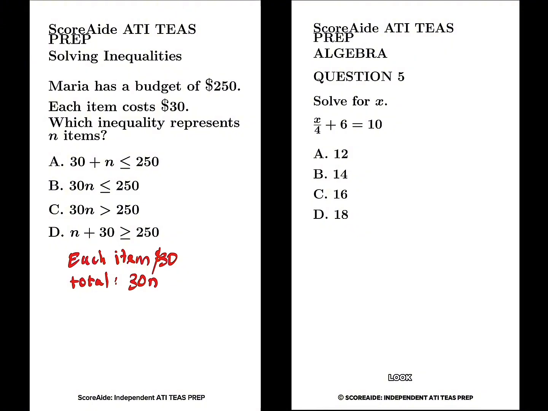Now, budget. What is going to be the budget? The budget, you cannot spend more than what? You can only spend a maximum of $250. So it's going to be at most $250, which is less than or equal to $250. So we are going to have the inequality 30n must be less than or equal to $250. Therefore it means you cannot spend more than $250, but you need to purchase n items, right?